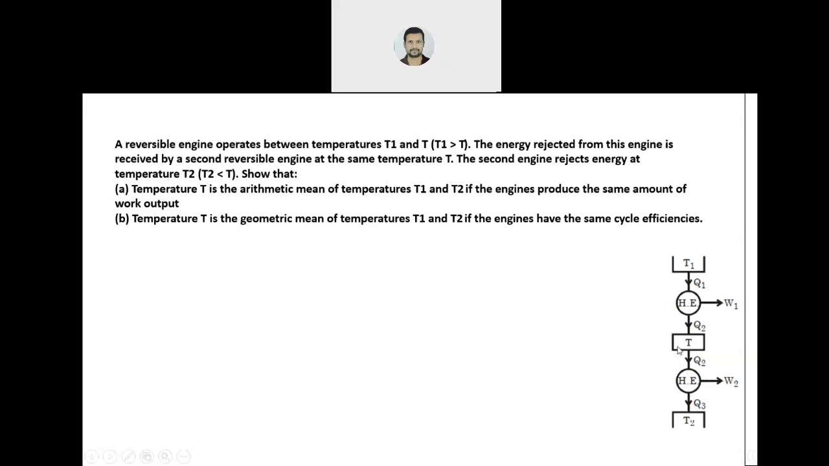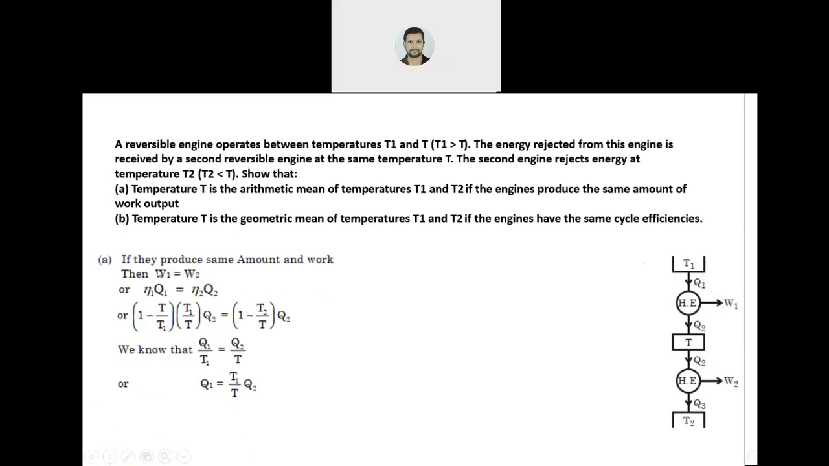Engine 2 is working between T and T2, doing some amount of work. Something is said here in the question. So from the question you should understand how to draw the diagram, then only you will solve the problem correctly. Now, if they produce the same amount of work, it means W1 is equal to W2.